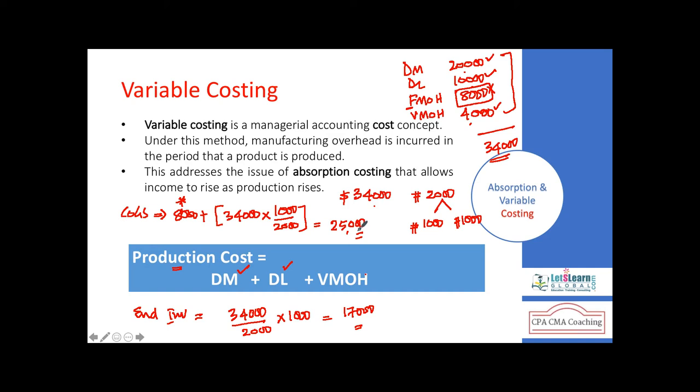So 34,000 divided by 2,000 units produced times 1,000 units. So this is the ending inventory value. Clear? Right. So what is the amount here? 17 plus 8, 25,000.